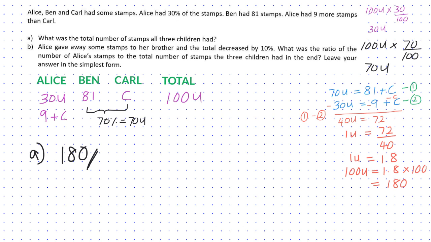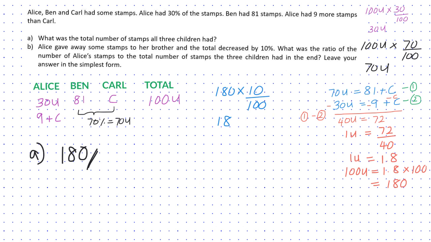First, let us find out the number of stamps that Alice gave her brother, which is 10% of 180. That would be 18 stamps. So to find the number of stamps that Alice had at the end, we need to find out the number of stamps that she had at the beginning, before she gave 18 stamps to her brother. So that would be 30 units. Alice had 30 units of stamps before she gave 18 to her brother.